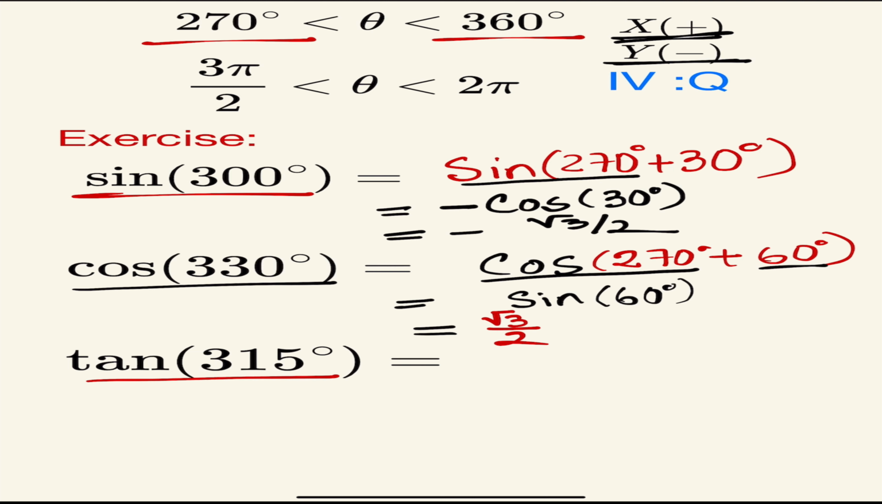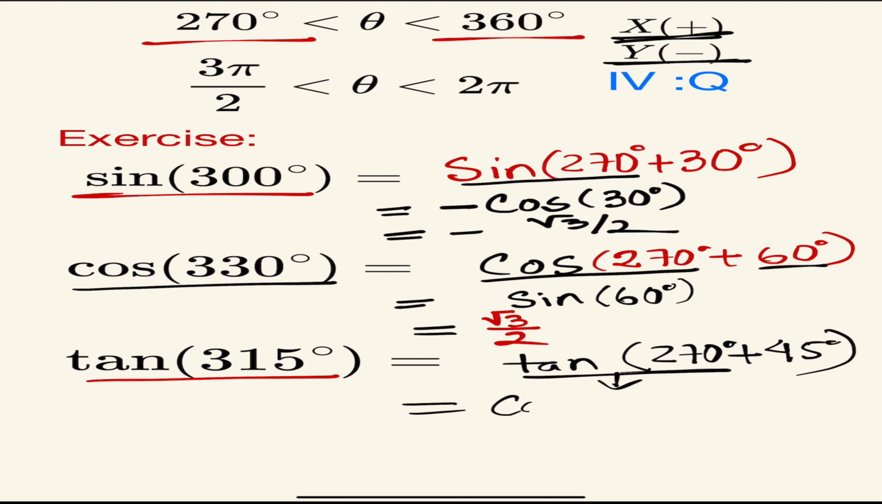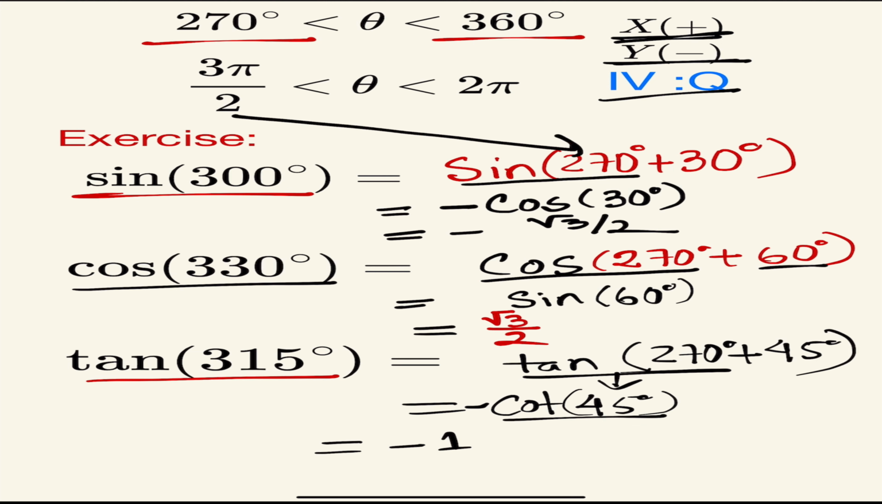Now, let's work with tan 315. So tan 315, we can just write down tan 270 plus 45. So tan 270, right? We have to change the function, so we write it as cot 45. Now, since it's in the fourth quadrant, we have to change the sign. Cot 45 degree is just 1. So again, I want you guys to change 270 to 3 pi by 2 and work on it, okay?